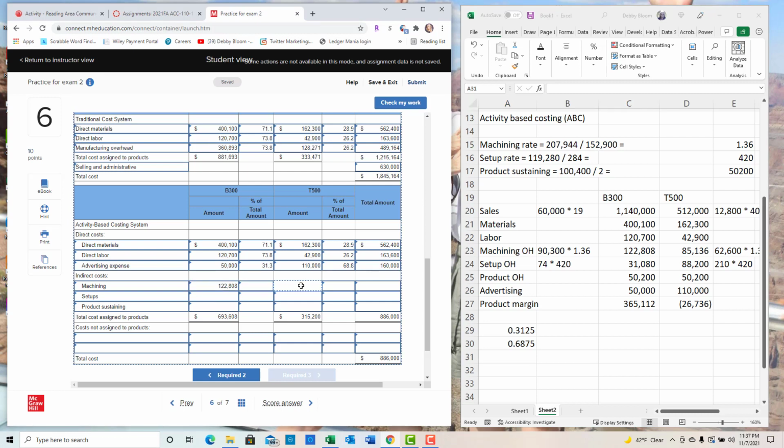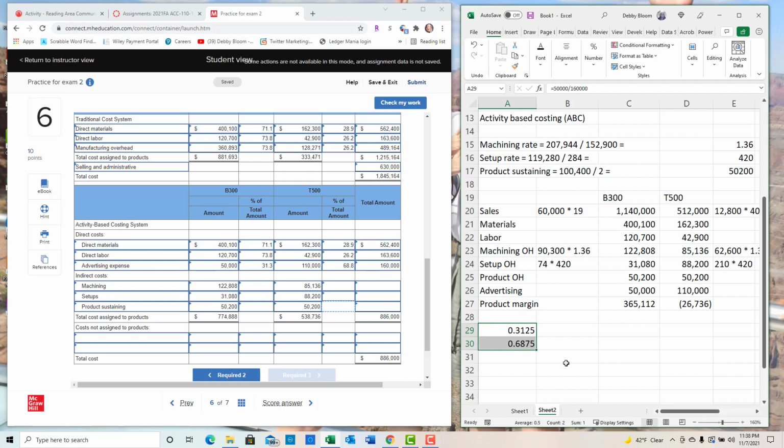Now we've already calculated the two machining, 122,808 and 85,136. We've calculated the two setups as 31,080 and 88,200. And finally, we have our product sustaining as 50,200 and 50,200. Now I'm going to calculate the percentages for each exactly the same way.